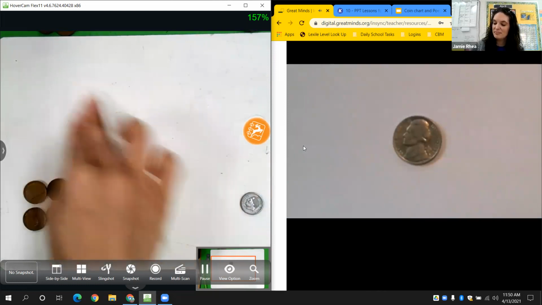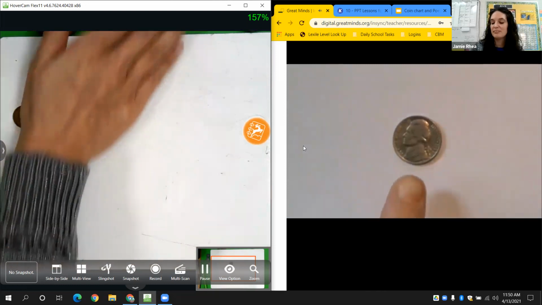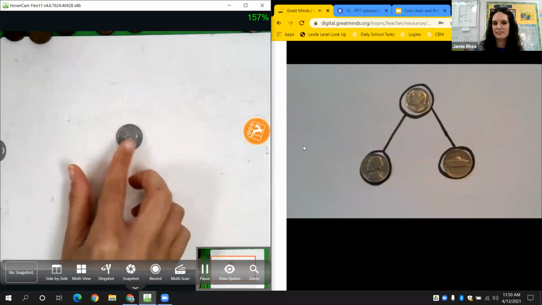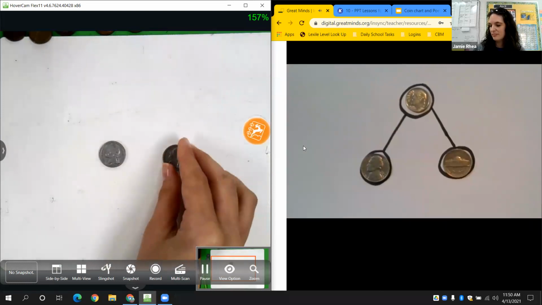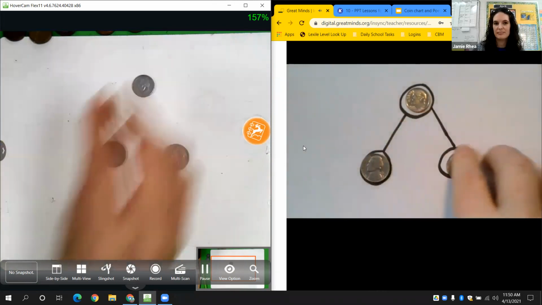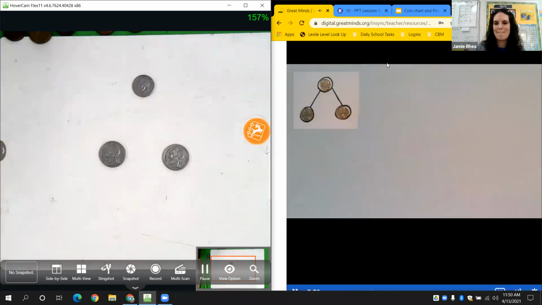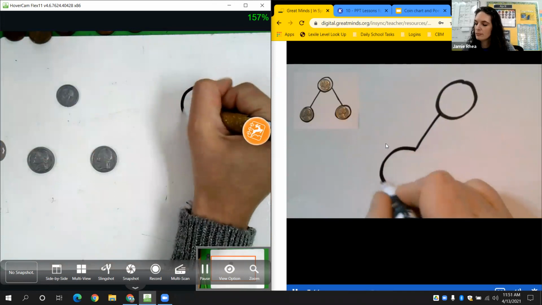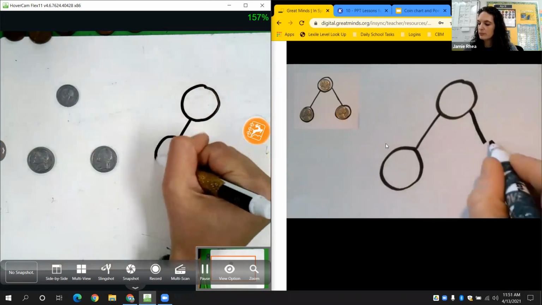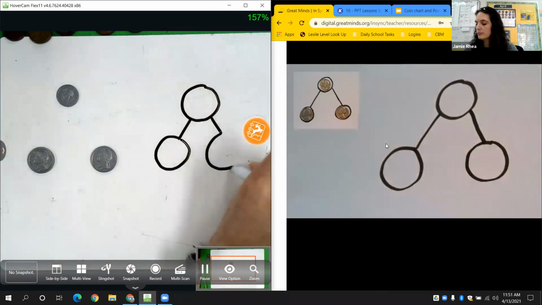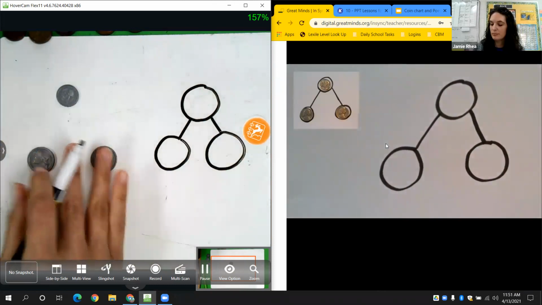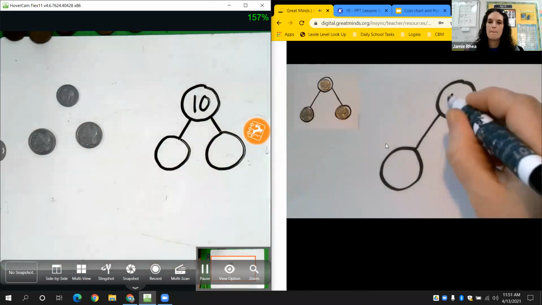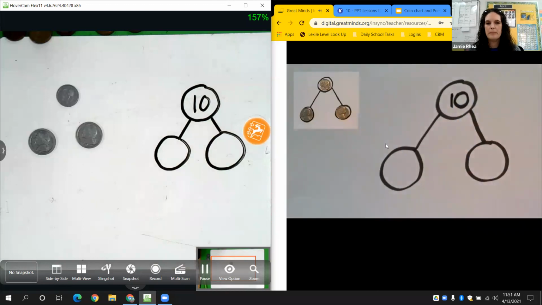Look at this coin. This coin is called a nickel. 2 of these together have the same value as 1 dime. Draw a number bond with me. What's the value of 1 dime? 10 cents. Let's write 10 in this part of the number bond.